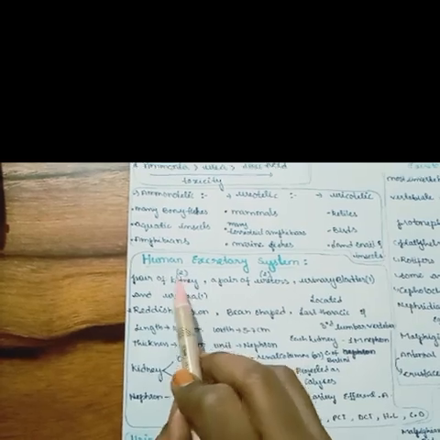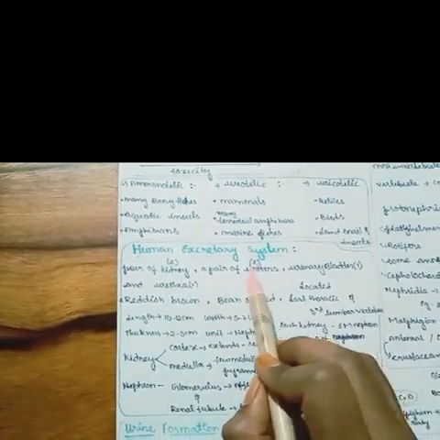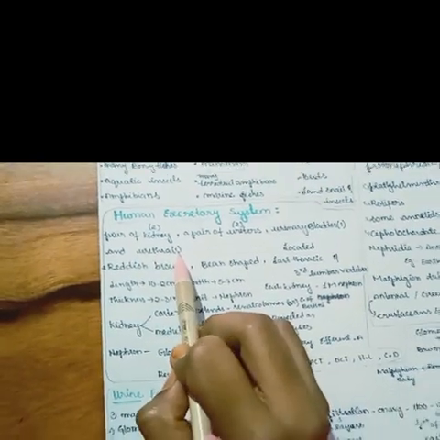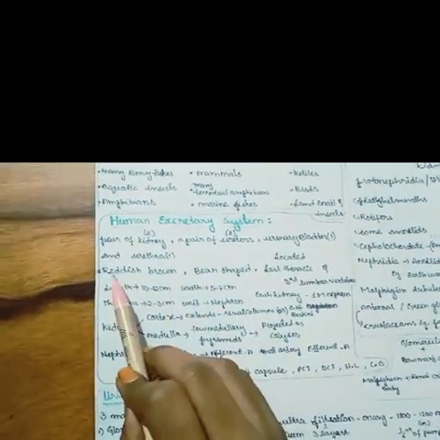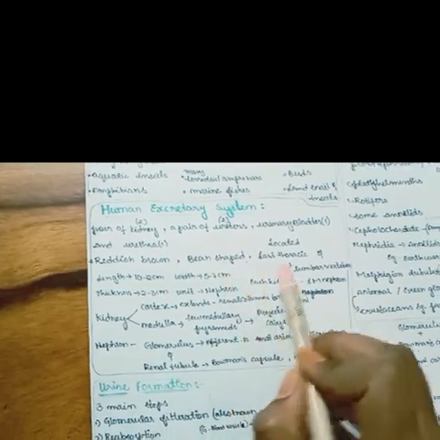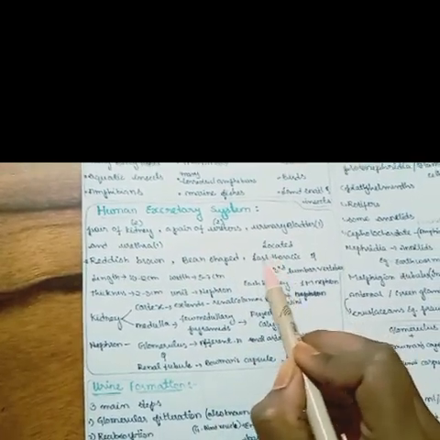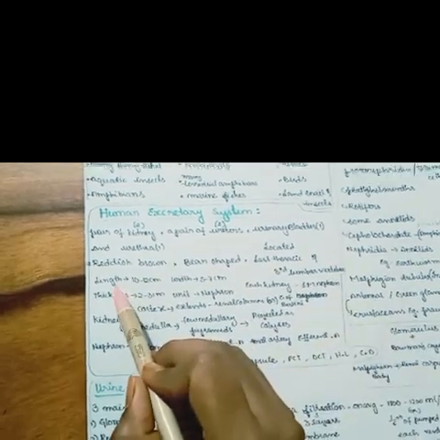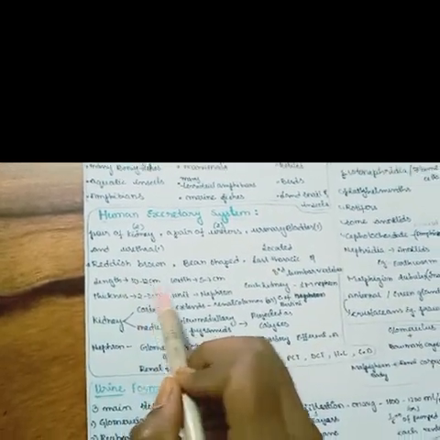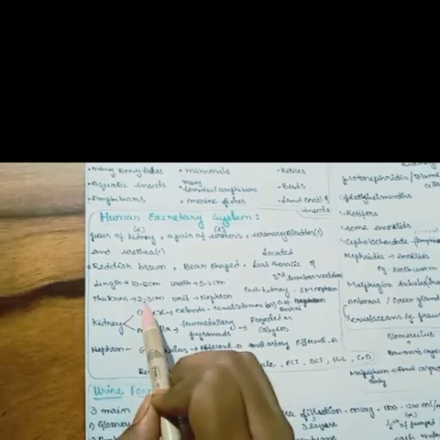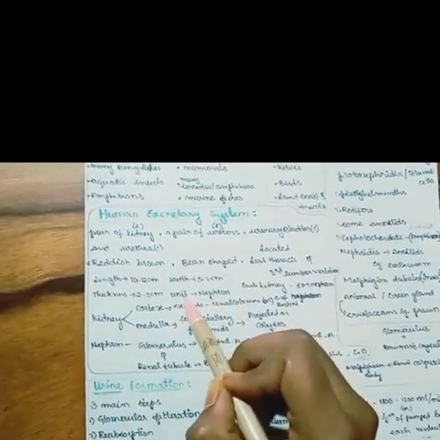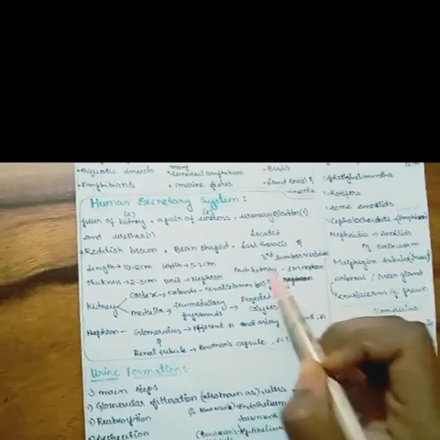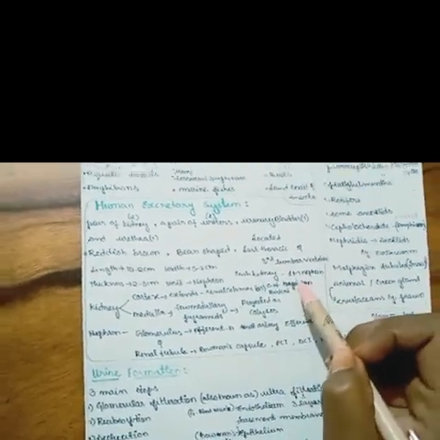And next, entering into the chapter, human excretory system. It consists of a pair of kidneys, 2 in number, a pair of ureters, 2 in number, a urinary bladder, 1 in number, and a urethra, which is also 1 in number. Description of the kidney: it is reddish brown, bean shaped, and located between the last thoracic and third lumbar vertebra. Its length is 10 to 12 centimeters, width is 5 to 7 centimeters, thickness is 2 to 3 centimeters, and the unit of the kidney is the nephron. Each kidney consists of 1 million nephrons, so 2 kidneys consist of 2 million nephrons.